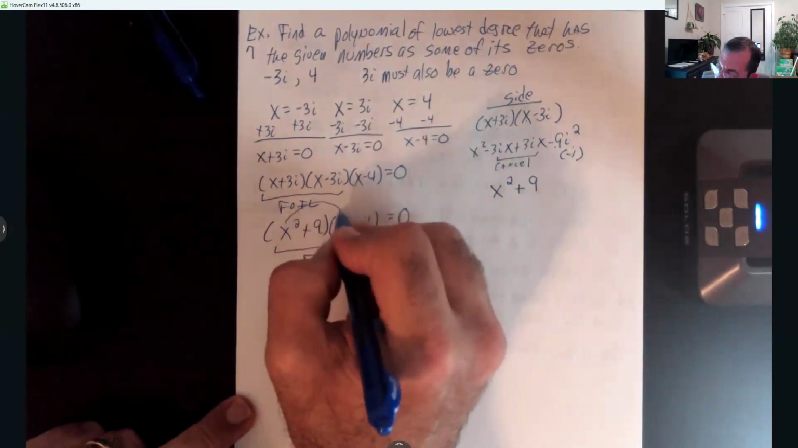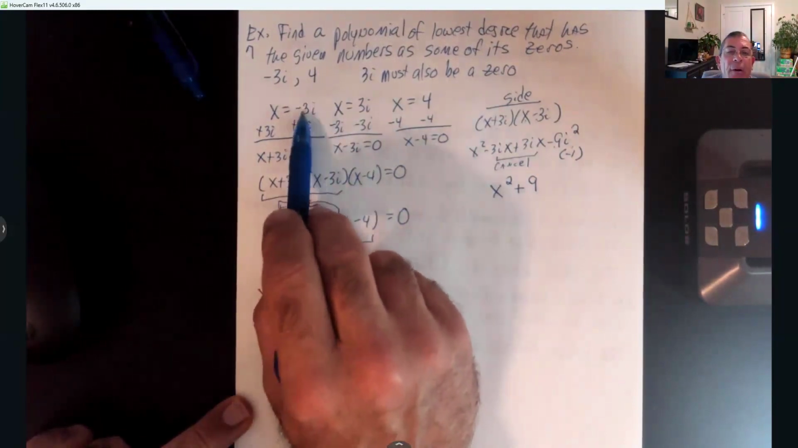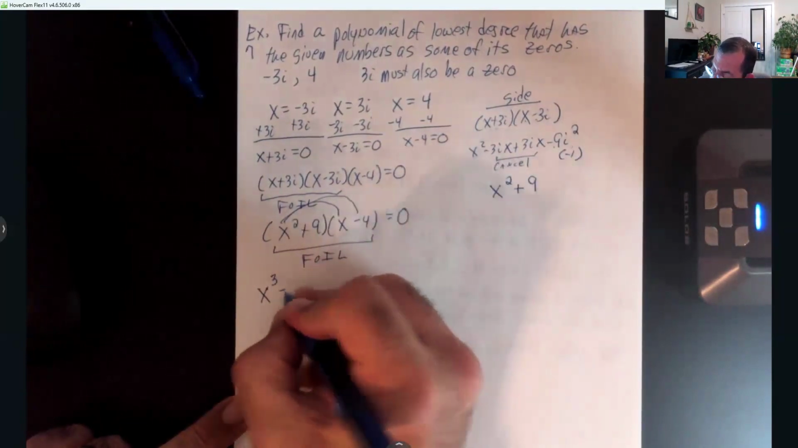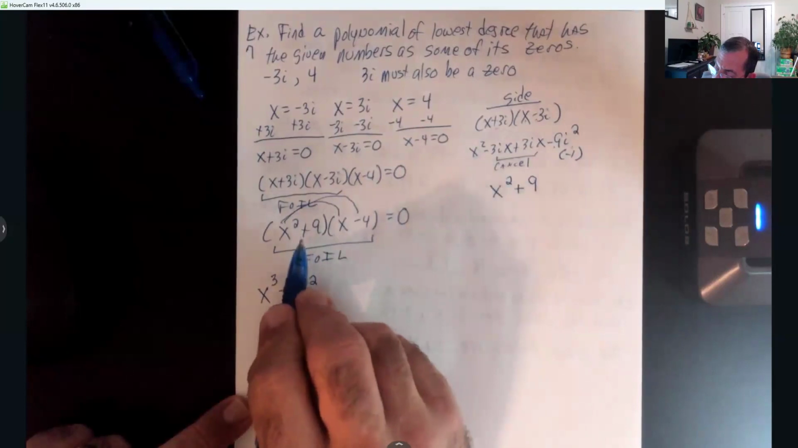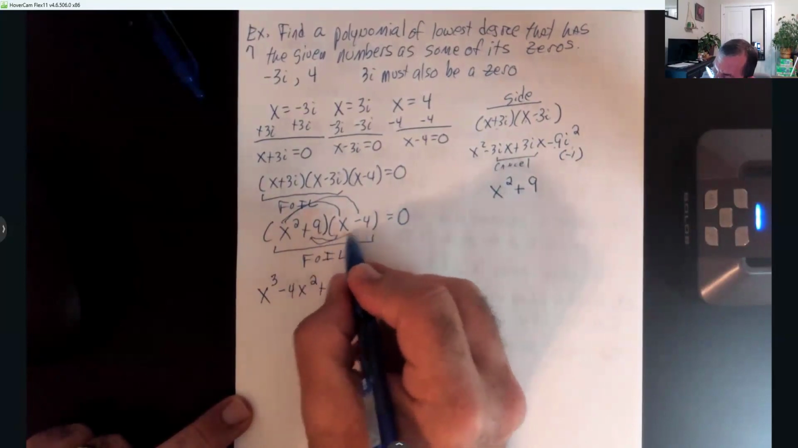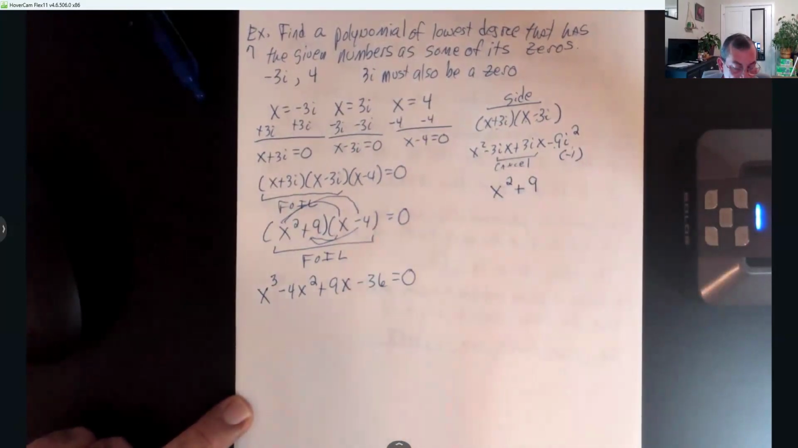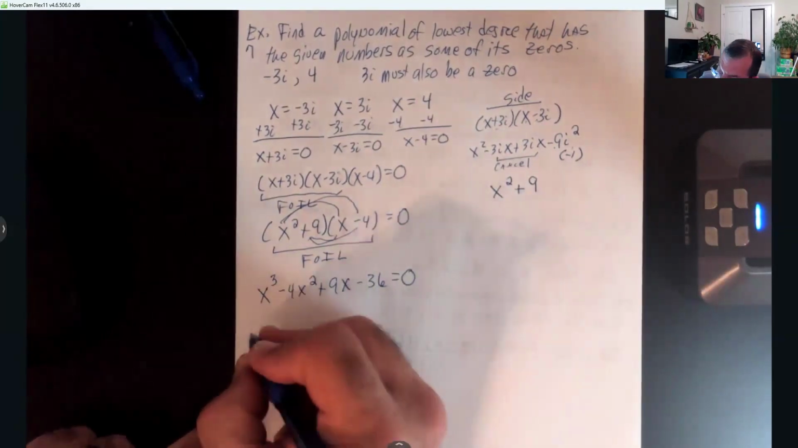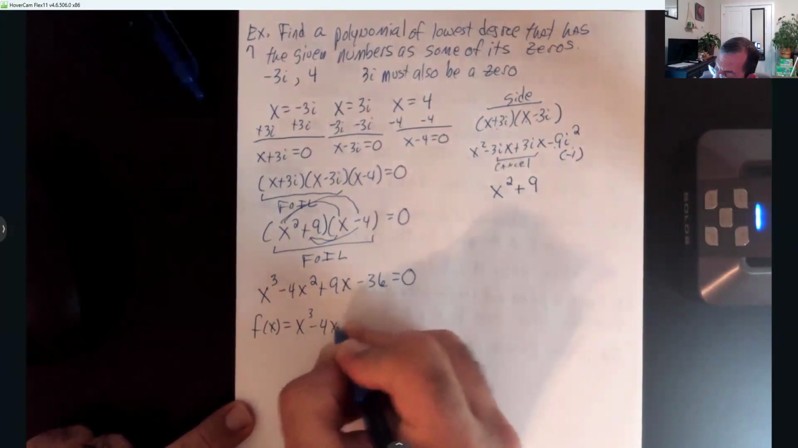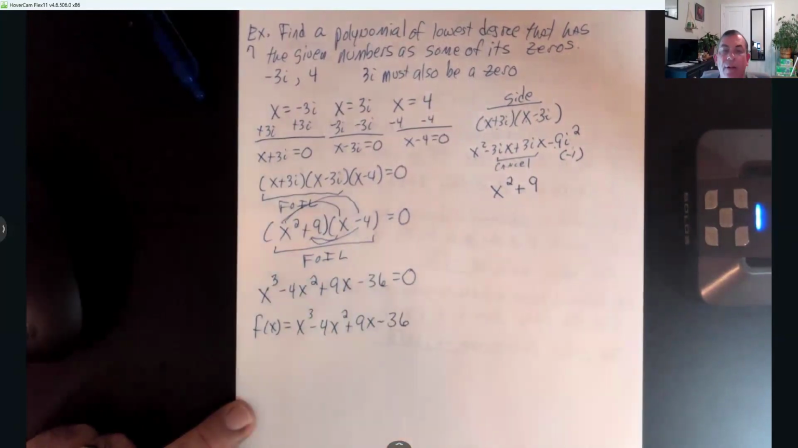So y'all, here we go. X squared times x is an x to the third. So my highest exponent matches how many zeros I had. And then x squared times -4 is a -4x squared. 9 times x is 9x. 9 times -4 is -36. All right, so my polynomial will be f of x equals x to the third minus 4x squared plus 9x minus 36.